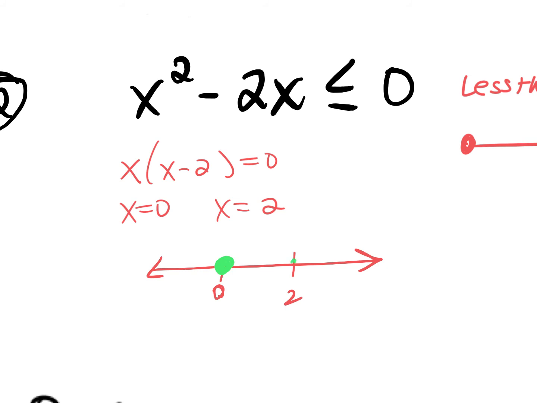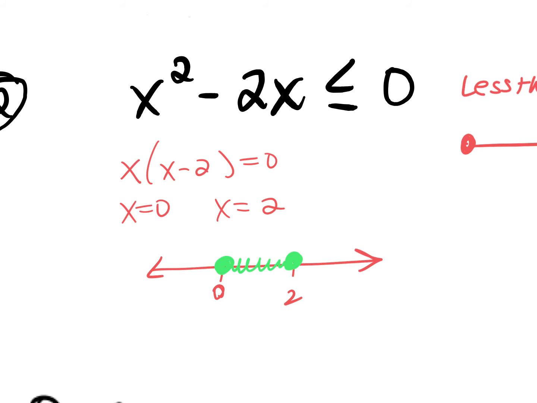Closed. And if it's less than, where should I color? In the middle. All right, let's just check to make sure. What could I plug in? Plug in positive 1. What is 1 squared minus 2 times 1?